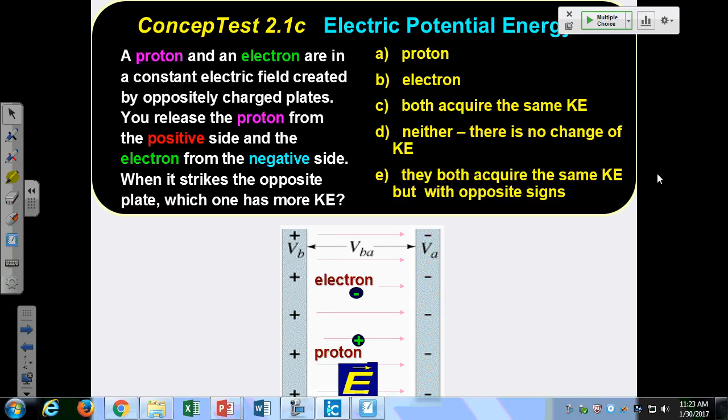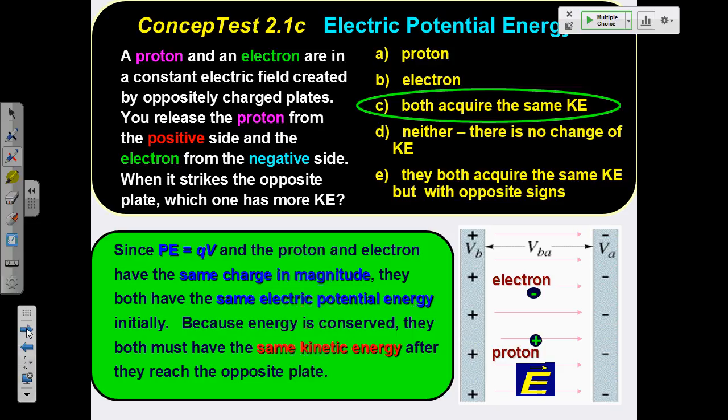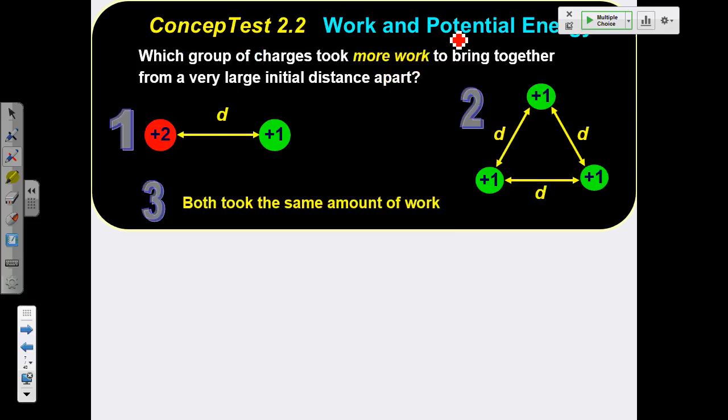And remember that potential, V, is equal to energy over charge. So if they have the same charge crossing over this potential, they're going to both gain the same energy. This basic definition tells us that they both have the same energy because they have the same Q and they have the same V. We'll come back to this.